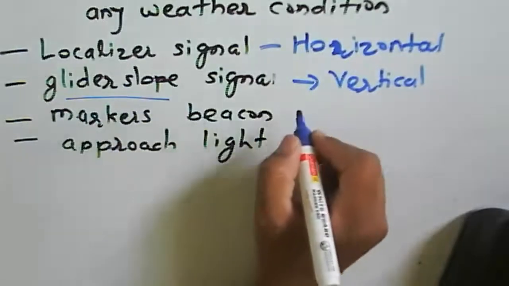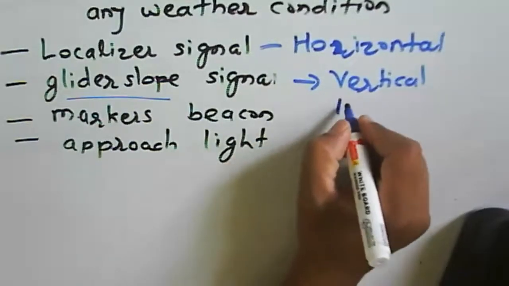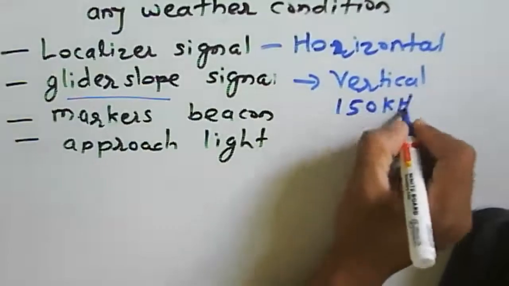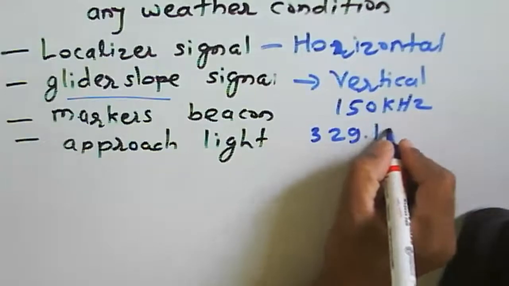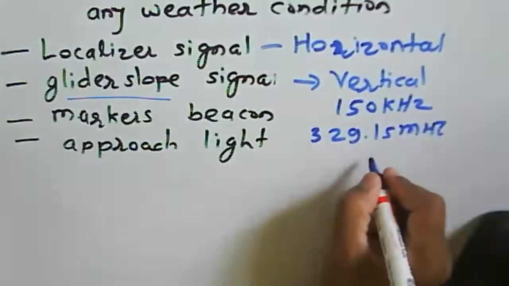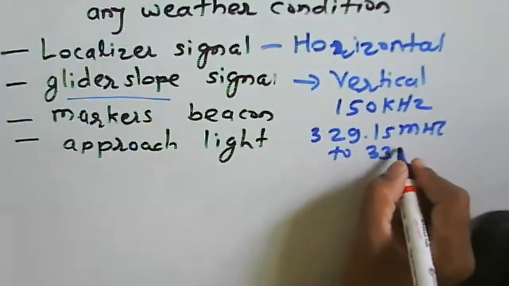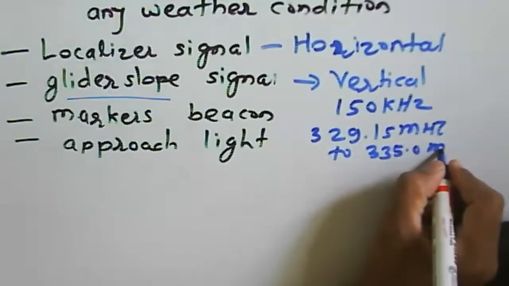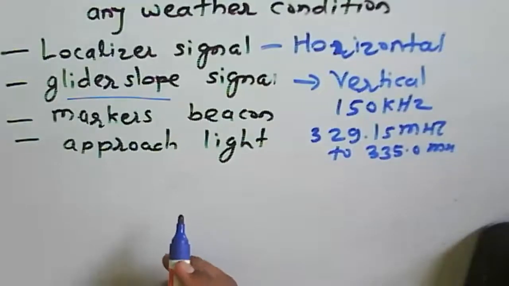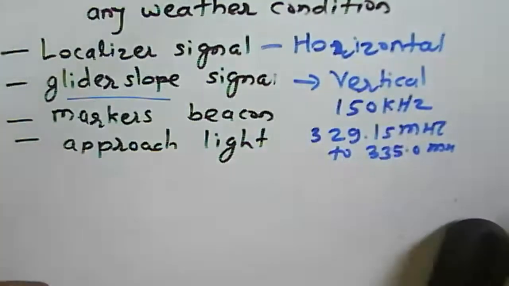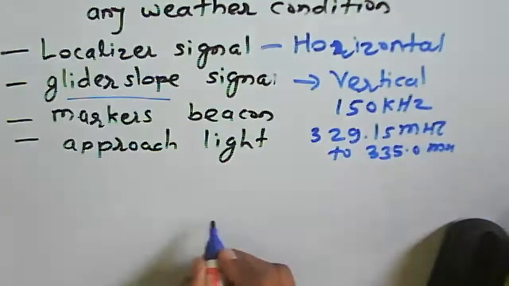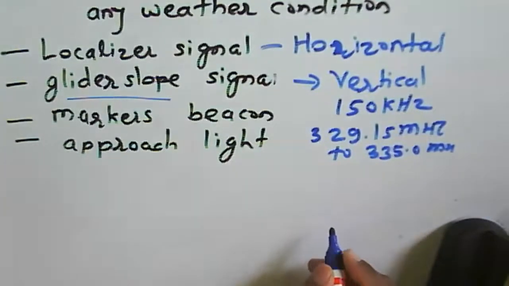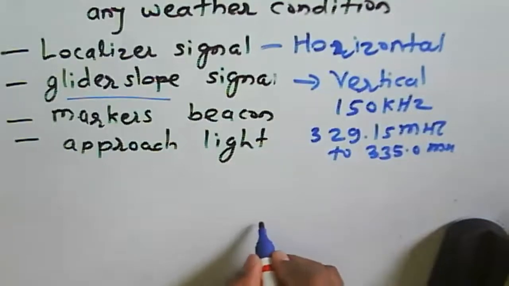The glide slope signal has a channel width of 150 kilohertz, and it operates in the range of 329.15 megahertz to 335.0 megahertz. So it will provide information vertically. When we talk about vertical information, generally the glide path projection is adjusted above the horizontal.